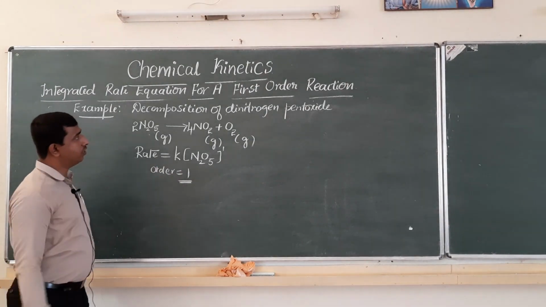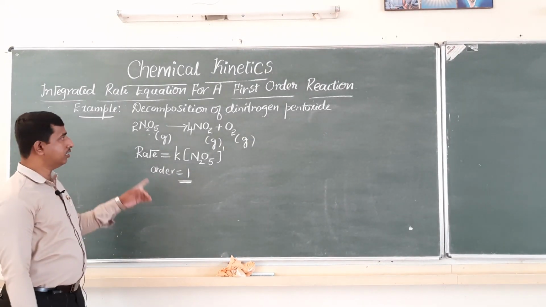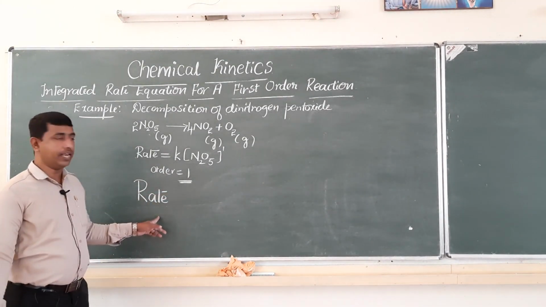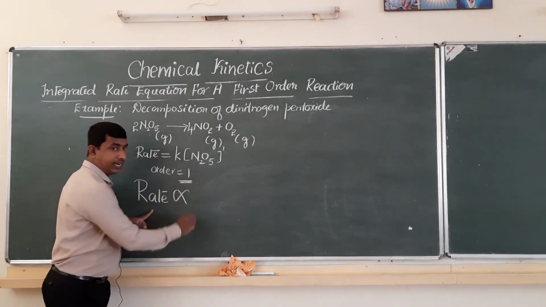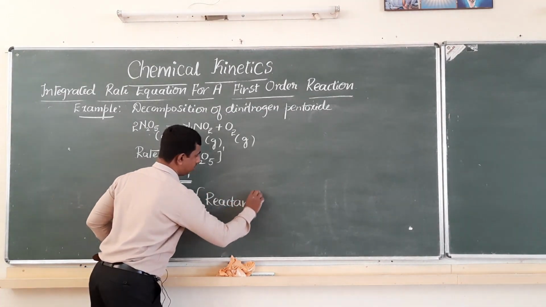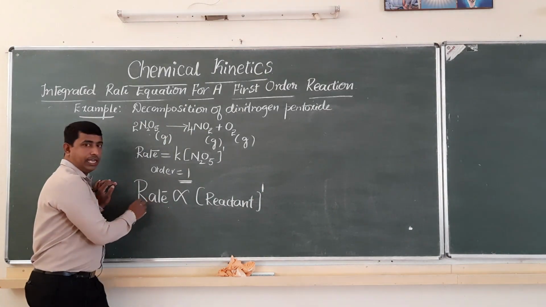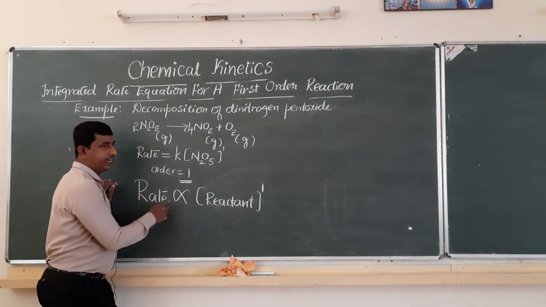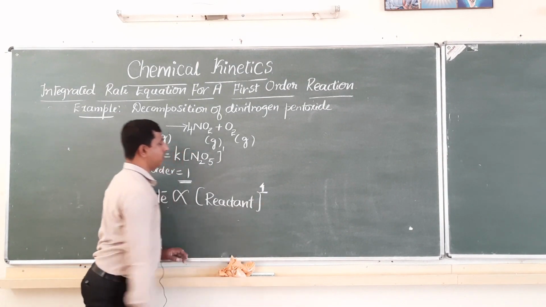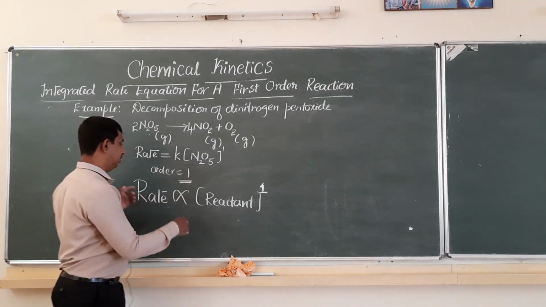Then what is the definition of a first order reaction? First order reaction means it is a chemical reaction in which the reaction rate is directly proportional to the concentration of the reactant, power 1. So a chemical reaction in which the reaction rate is directly proportional to the first power of the concentration of the reactant is called a first order reaction.